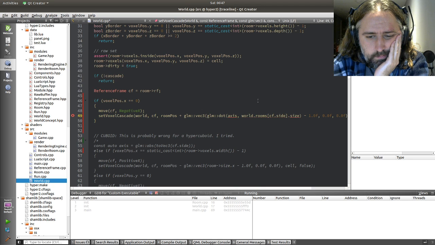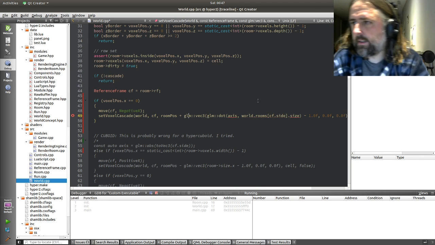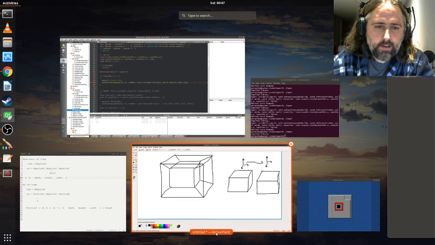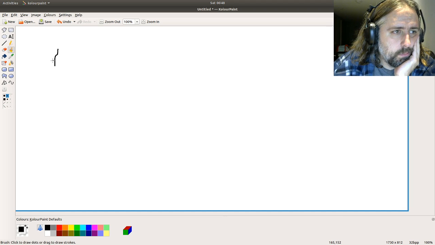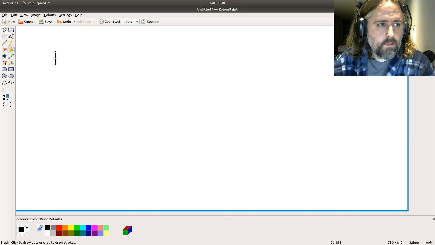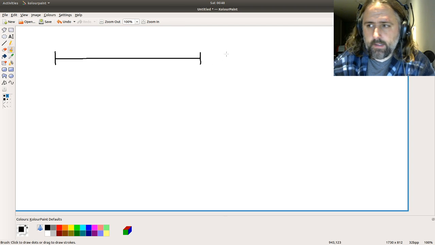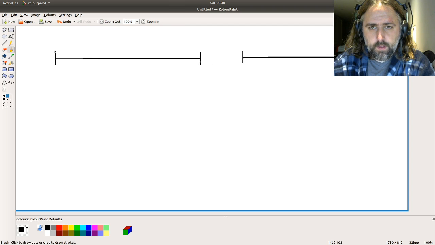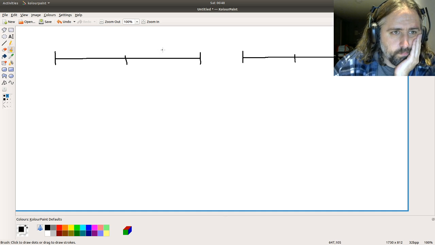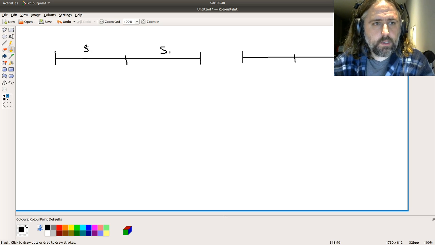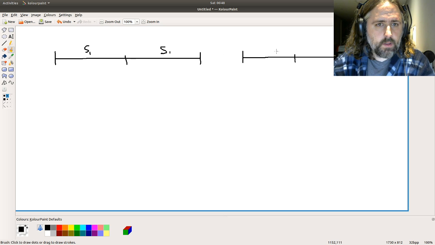So you're not adding, you're actually subtracting. Let's just go back to Paint and just... Okay, so you're in one... Whoa-wee! You're in a room. It has a size, and you want to go to another room. Also has a size. They're both centered on 0. So this is S1. Well, the whole thing is S1. But let's just measure it in halves. And this is S2.